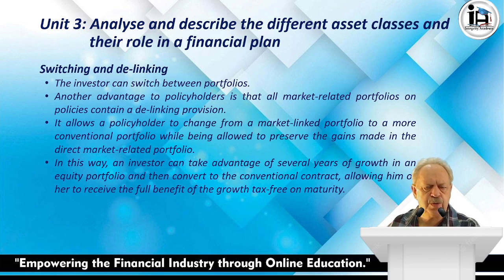Right, let's have a look at switching and delinking. The investor can switch between portfolios. Another advantage to policyholders is that all market-related portfolios on policies contain a delinking provision. It allows the policyholder to change from a market-linked portfolio to a more conventional portfolio, while being allowed to preserve the gain made in the direct market-linked portfolio. In this way, an investor can take advantage of several years of growth in an equity portfolio and then convert to a conventional contract, allowing him or her to receive the full benefit of growth tax-free on maturity.